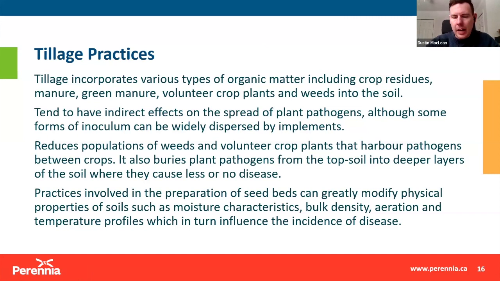And it also buries plant pathogens from the soil top layer into deeper layers of the soil where they cause less or no disease. So we mentioned that before when we were talking about burying residues. Although, like I mentioned before, that can potentially have detrimental effects as well, because you're also burying those beneficial microorganisms. Practices involved in the preparation of seed beds can greatly modify physical properties of soils, such as moisture characteristics, bulk density, aeration, and temperature profiles, which in turn influence the incidence of disease.